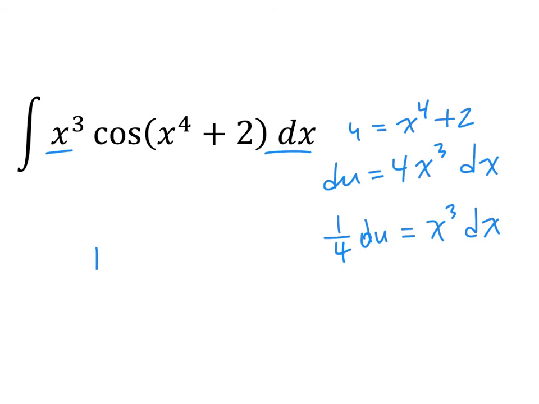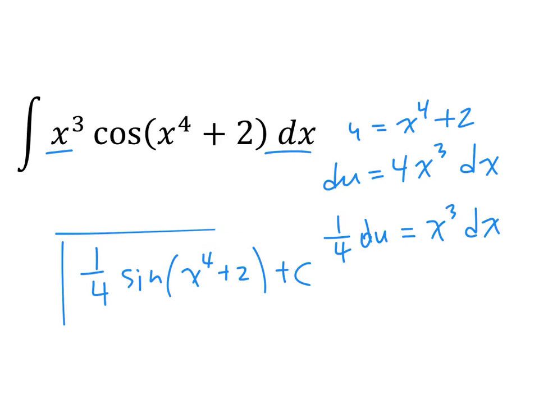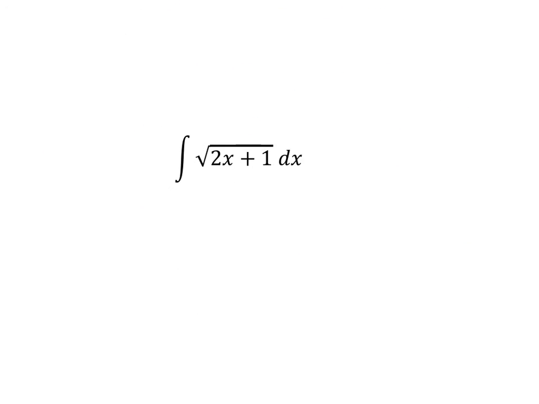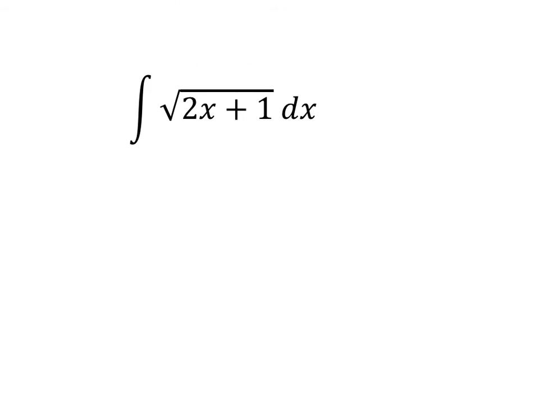The answer is 1/4 sine of x to the 4th plus 2, plus c. A lot of you have a negative. Please be careful. There's no negative. The derivative of sine is just cosine. The derivative of cosine is negative sine. Okay, all right, next one. This one you can do on your own.